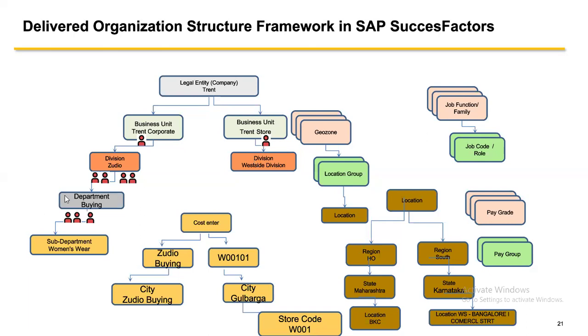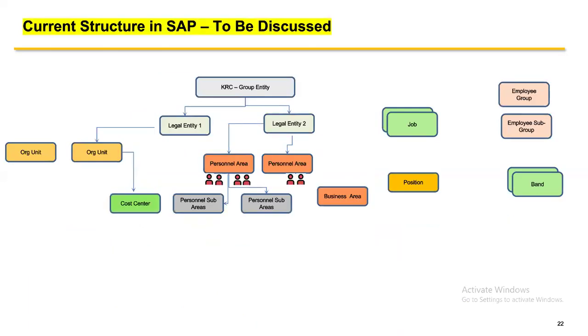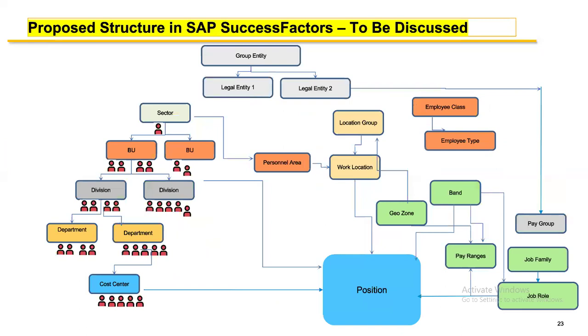How we are defining this legal entity we have, then how we are dividing this into the studio, buying, all these things. We are making this. This is totally different; some companies are using it this way. So this is related to the position. For example, group entity is in this way: legal entity 1, legal entity 2.